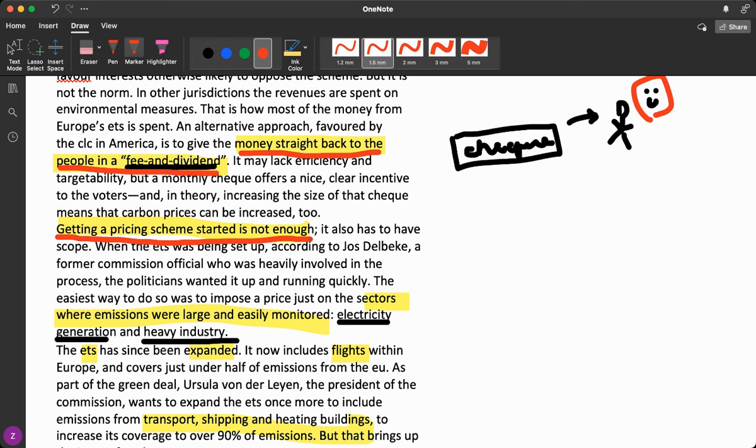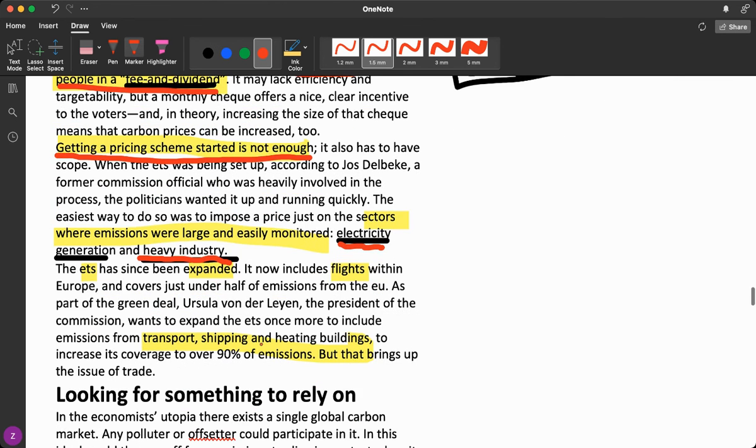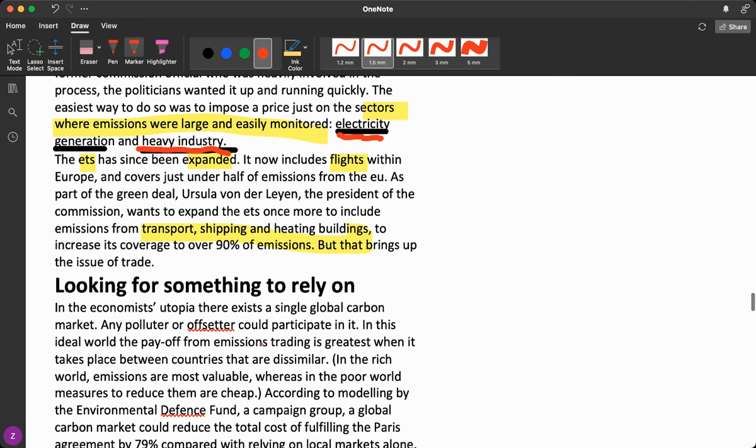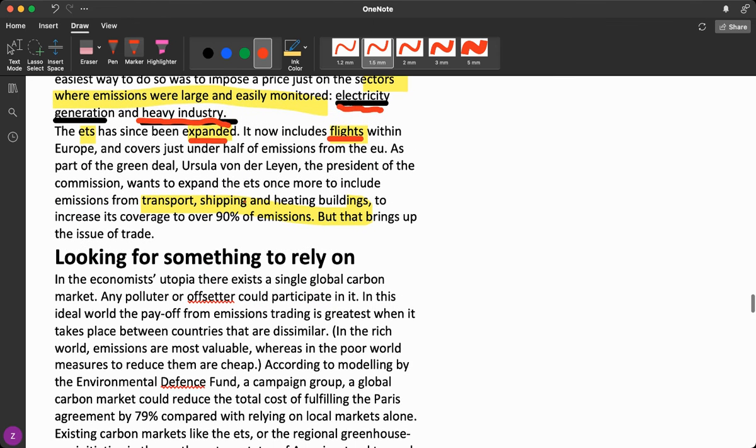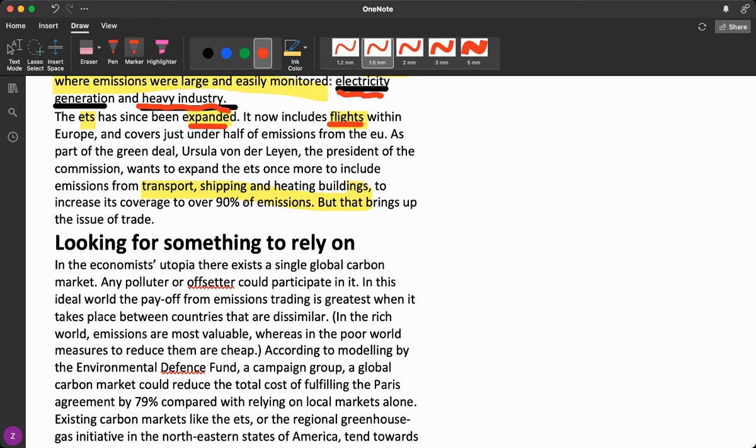So here the heavy industry and the electricity generation industry are slightly easier for the governments to monitor. And later, the ETS also expanded the scope to the aviation industry and other industries. But when it got expanded, the problem of trade will come up. So we have already mentioned a price floor, or when the carbon price is too high at home, that will make domestic businesses less price competitive overseas.